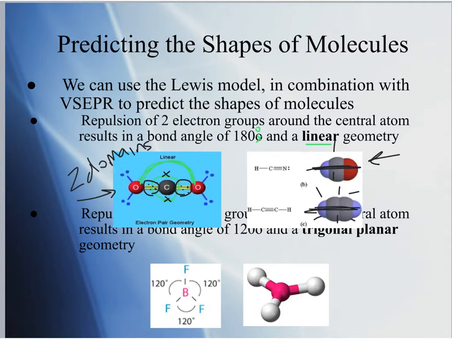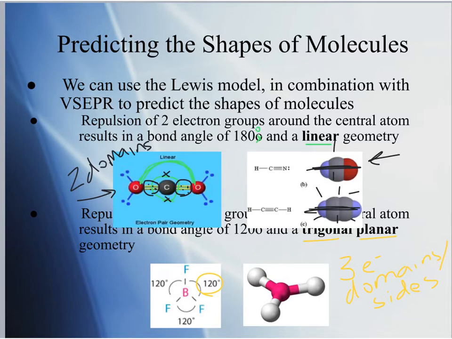Now the second shape that we're going to talk about is trigonal planar. Trigonal planar results when there are 3 electron domains. So that means the center atom has 3 domains/sides, 3 sides that have electrons on them. If we're trying to get those electrons as far apart from each other as possible, we end up with a bond angle of 120 degrees. This is what we call a trigonal planar geometry or shape.